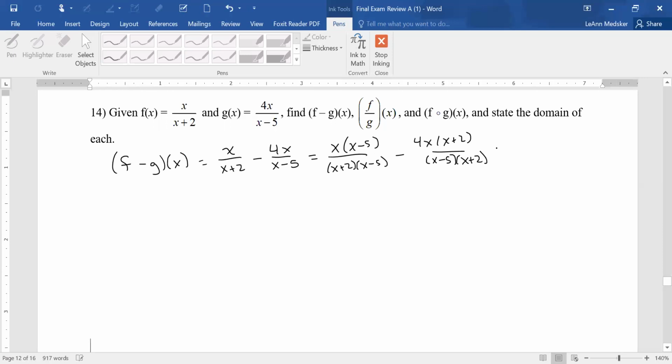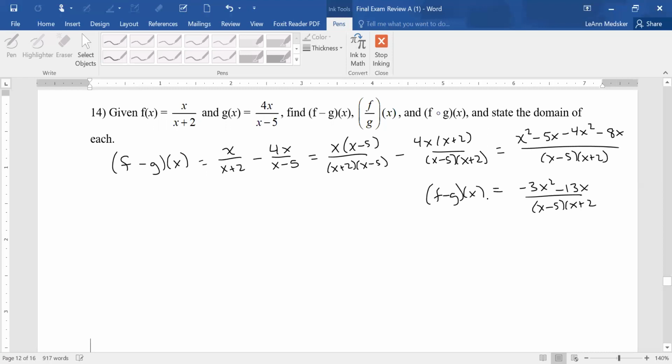And then when we distribute on top, this will be x squared minus 5x. Make sure you distribute your negative. This will be negative 4x squared minus 8x all over x minus 5, x plus 2. Combine like terms on top, we get negative 3x squared minus 13x over x minus 5, x plus 2. So that's f minus g of x.